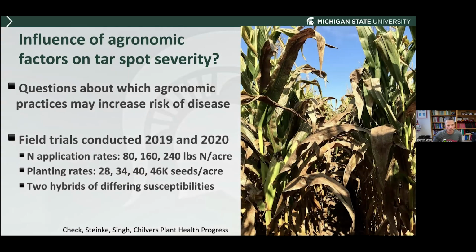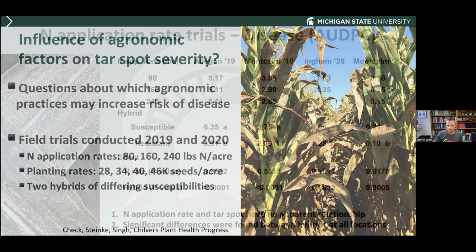Okay. Now, we've been getting asked a lot about agronomic impacts on tar spot, along the lines of seeding rate and nitrogen. I showed some of these slides during winter meetings. I borrowed these from my colleague Marty Chilvers over at Michigan State. He did a nice set of trials in 2019 and 2020 looking at 3 different N rates as well as planting populations. So you had 4 different seeding rates there, and then 2 hybrids differing in susceptibility. And then he looked at disease progress relative to these different agronomic practices.